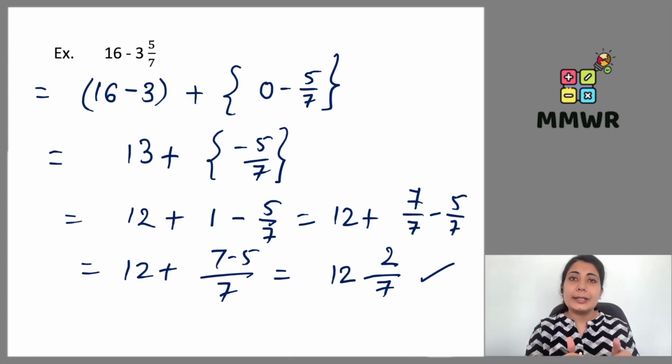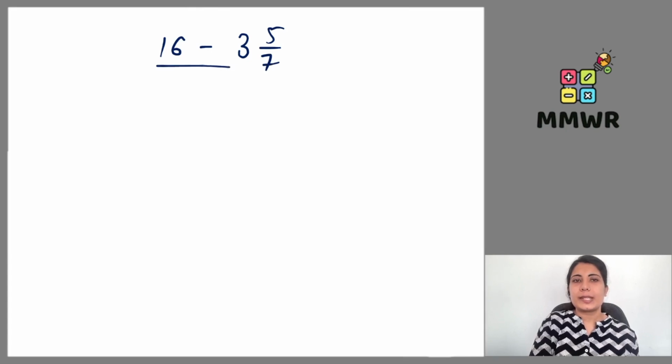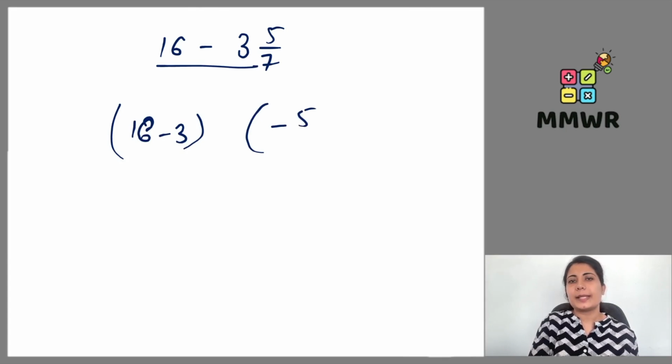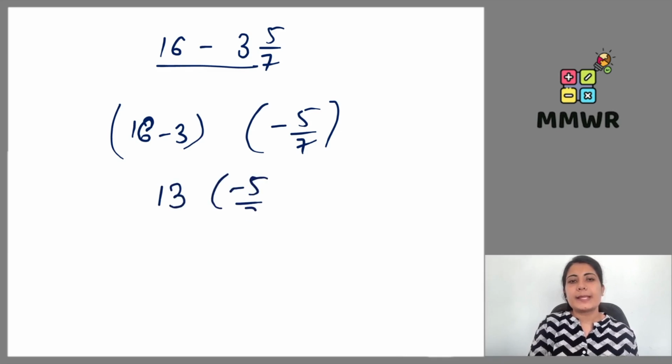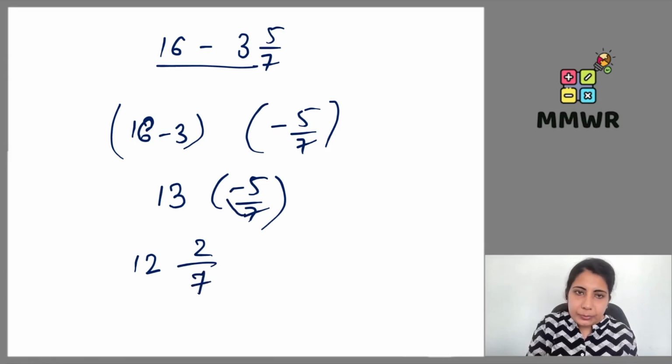You don't have to do it in these many steps also. Look, I'll show you how you will be doing. 16 minus 3 and 5 by 7. 16 minus 3, you can make one group and this is minus 5 by 7. Because 0 is meaningless to write. So this is 13 minus 5 by 7. 13 का 12 मैंने separate कर दिया, 1 को मैंने 7 upon 7. Mentally you can calculate 7 minus 5 gives me 2. Or you can just subtract this 5 from 7.